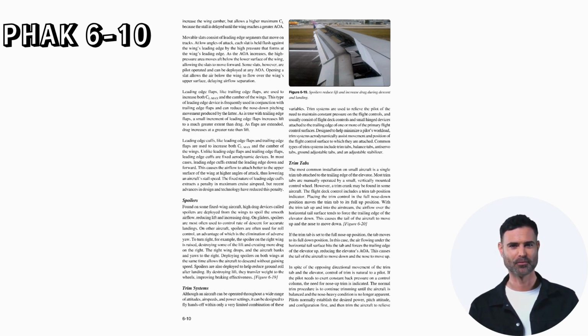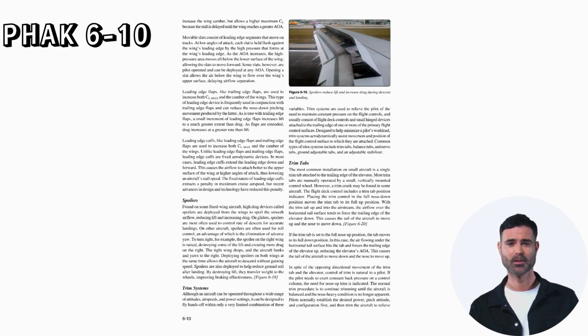Spoilers. Found on some fixed-wing aircraft, high drag devices called spoilers are deployed from the wings to spoil the smooth airflow, reducing lift and increasing drag. On gliders, spoilers are most often used to control rate of descent for accurate landings. On other aircraft, spoilers are often used for roll control, an advantage of which is the elimination of adverse yaw.